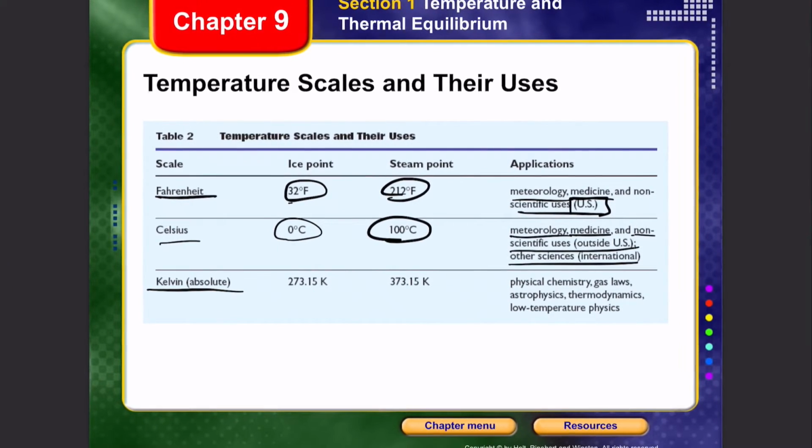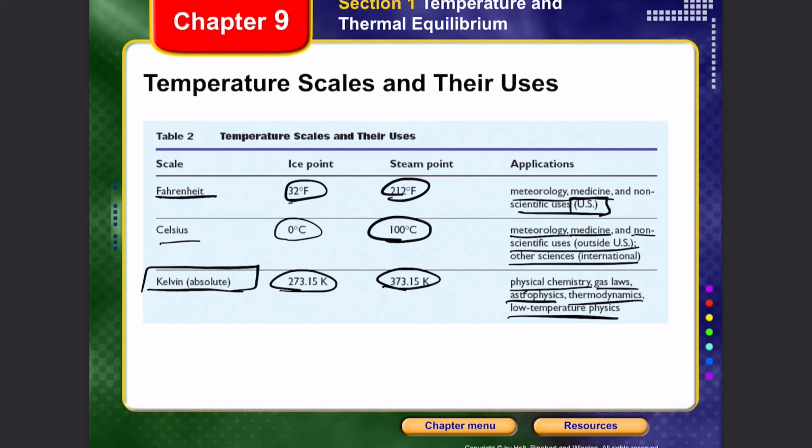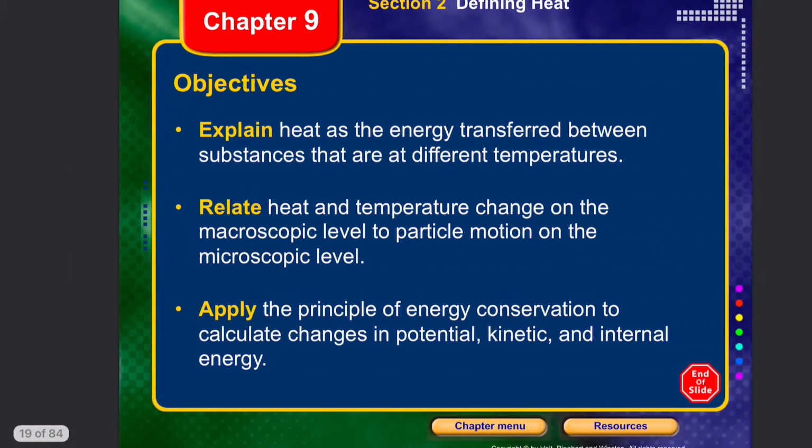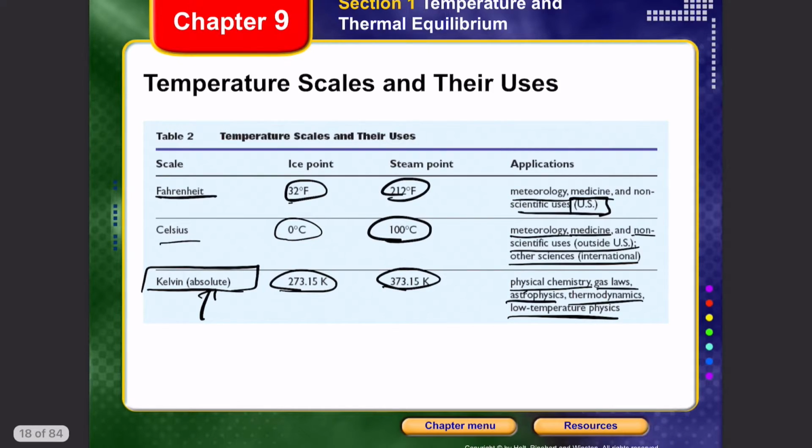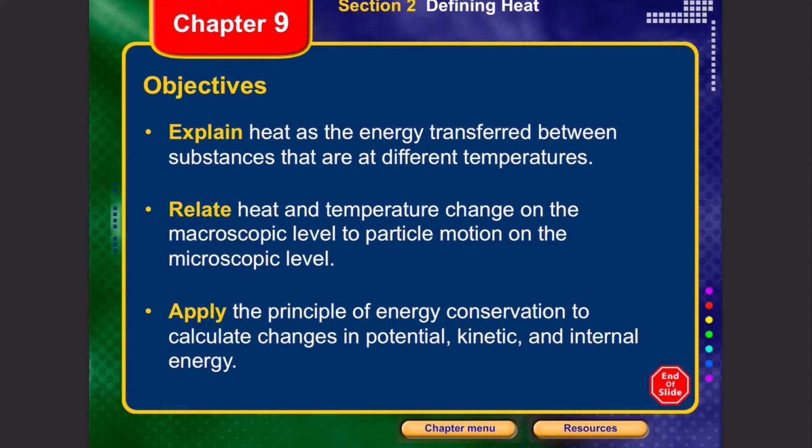And you have the Kelvin scale, which is the absolute scale, which gives you an ice point at 273.15 and a steam point at 373.15. Applications involve physical chemistry, gas laws, astrophysics, thermodynamics, and low temperature physics. So scientifically, the most used scale is the Kelvin scale. So that is the end of temperatures. Let's go into the next section.